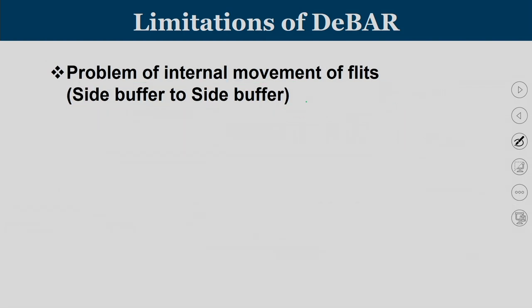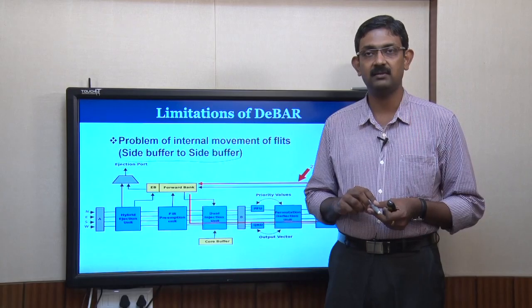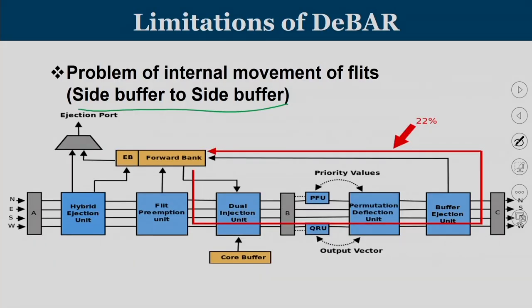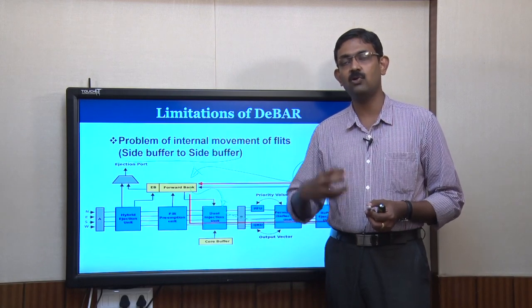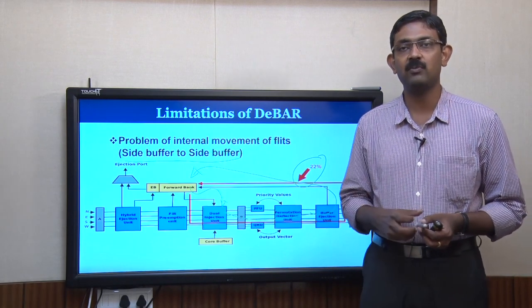The third limitation of D bar is the problem of internal flit movement from side buffer to side buffer. A flit reached the side buffer because it was assigned a non-productive port in the previous cycle. So, we have a flit in the side buffer which tries to re-enter the router pipeline, and in this cycle also, upon reaching the permutation deflection network, it got a non-productive port again. So, that flit goes back to the side buffer again. This happened in 22% of the cases. So, a flit in the side buffer enters the router, goes for port allocation, and comes back to the side buffer because the port allocation was not favorable for the flit.